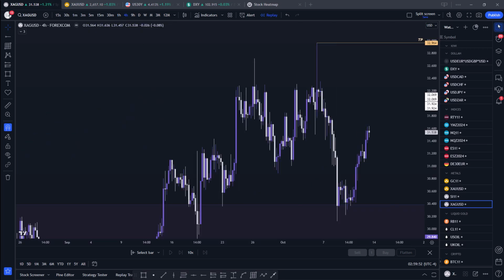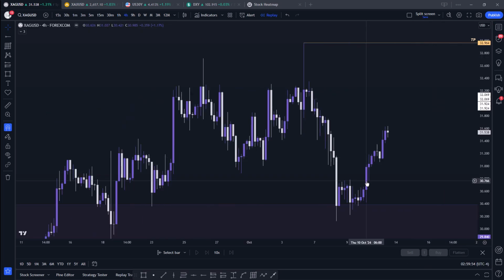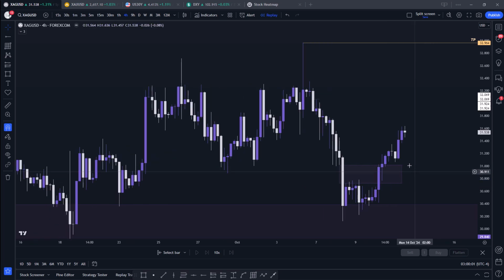Let's go to the silver chart. We can leave this here now as a breakaway gap. We invalidated, we disrespected this CB, and we could look for a continuation from here.